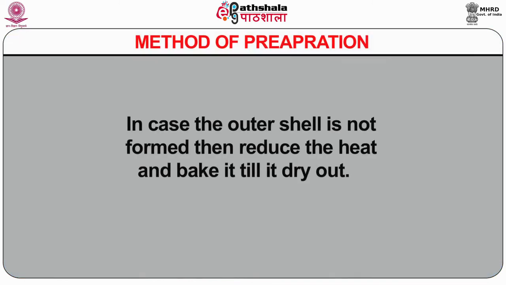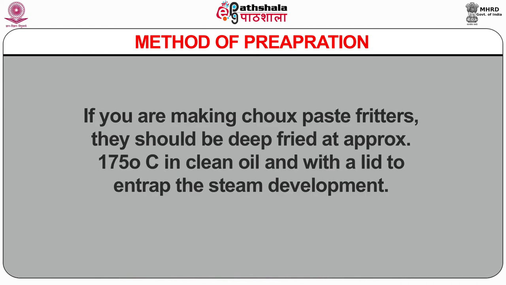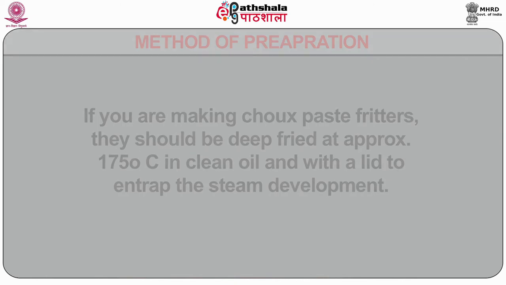A few precautions to keep in mind while baking choux pastries: the door of the oven should not be opened frequently, as it may cause the collapse of the pastry because of constant loss of heat. In case the outer shell is not formed, reduce the heat and bake it till it dries out. If you are making choux paste fritters, they should be deep fried at approximately 175 degrees Celsius in clean oil and with a lid to entrap the steam development.